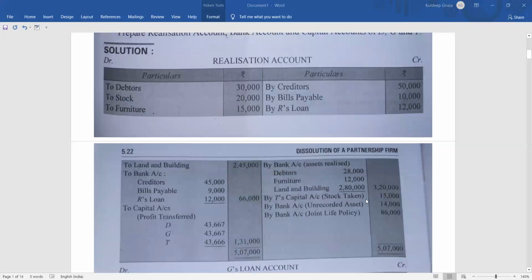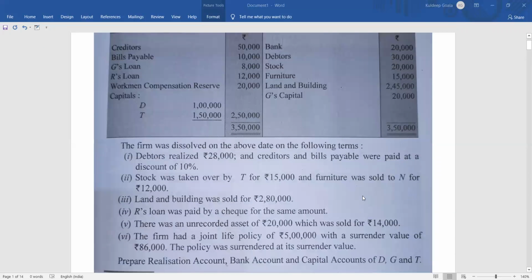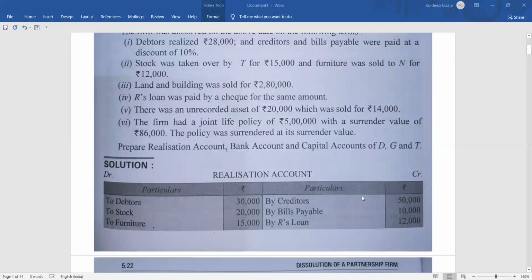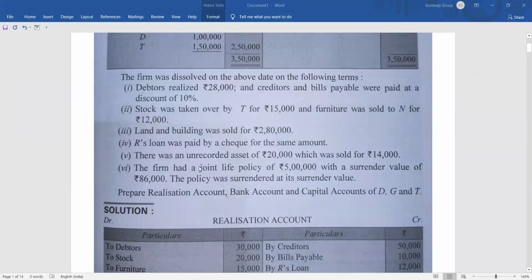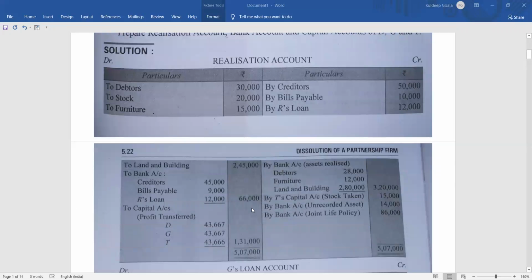Now, coming to the next one. Is there any more item in the balance sheet? No. Now we'll see the adjustment. If there is anything specifically for capital, only the stock was taken over by T, that will come from realization. No other things are there. So we'll go to the realization account. In the realization account, we'll find out where capital is mentioned.